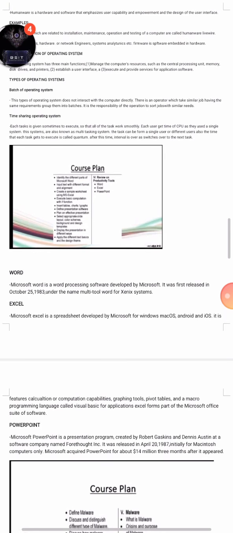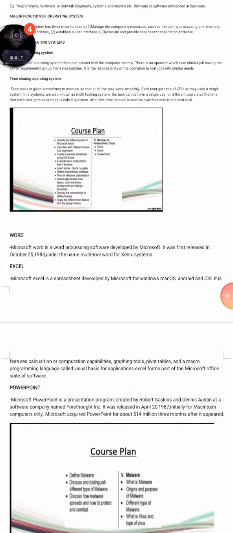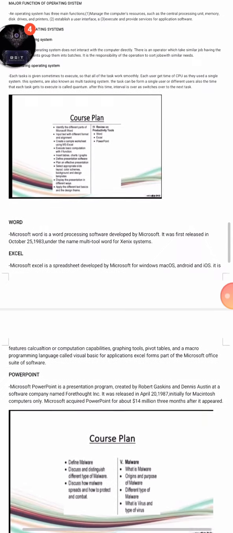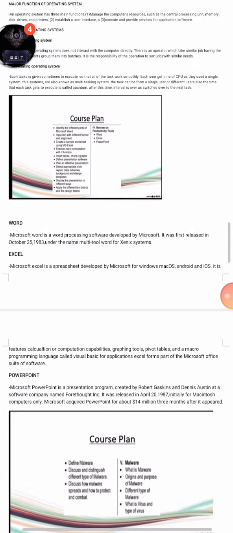Excel. Microsoft Excel is a spreadsheet developed by Microsoft for Windows, Mac OS, Android, and iOS. It features calculation and computation capabilities, graphing tools, pivot tables, and a macro programming language called Visual Basic for Applications. Excel forms part of the Microsoft Office suite of software.